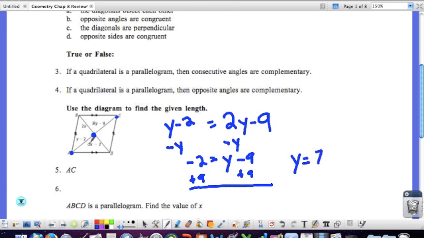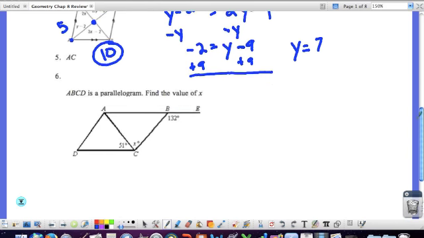But it doesn't ask us for the value of y, it asks us for AC. So 7 minus 2 is 5. And over here, 2 times 7 is 14 minus 9 is 5. And 5 plus 5 is 10. That is the answer on the answer sheet. So that's great. Not only did I do the problem correctly, I was able to read the letters.